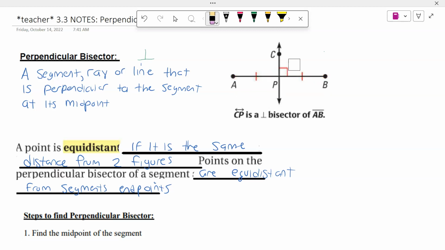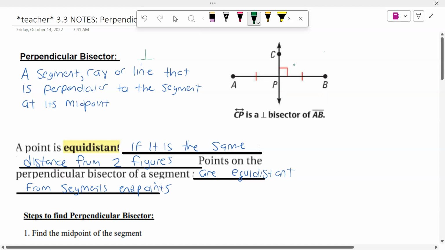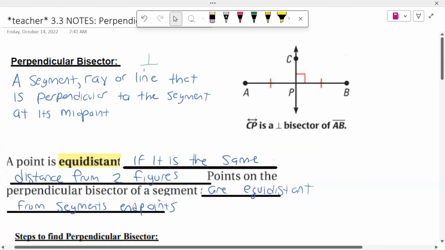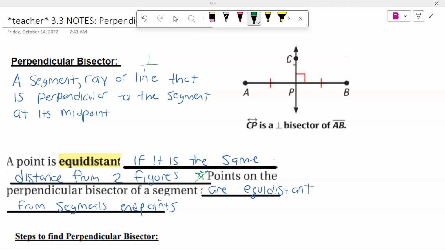Now there's actually a couple of theorems that we can use once we know there's a perpendicular bisector involved. We can use this information to help us set up and solve problems. So one of the most important ones starts right here. We know points that are on the perpendicular bisector of a segment are always going to be equidistant from that segment's endpoints, which might be confusing. Let me show you in the picture and make it make more sense.